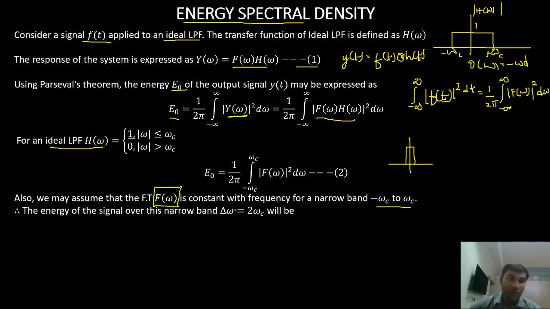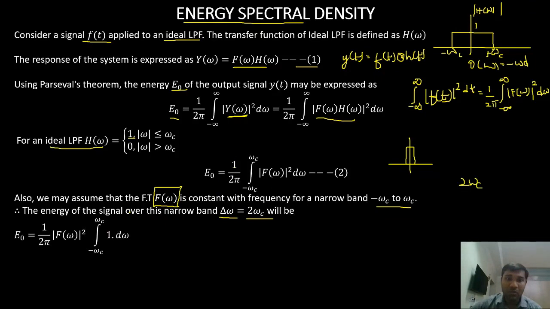So what can I conclude from this? The energy of the signal over this narrow band. My narrow band here is from negative omega c to omega c, that is 2 omega c. This narrow band, I'm assuming it to be delta omega. In place of 2 omega c, I'm considering delta omega. And the energy of the signal over this narrow band will be, what will happen?